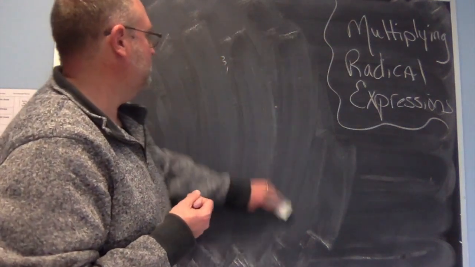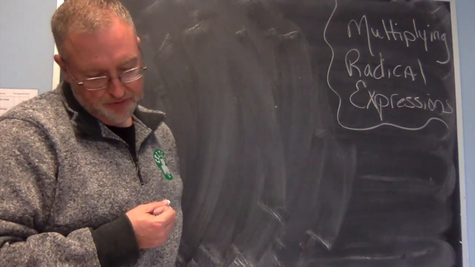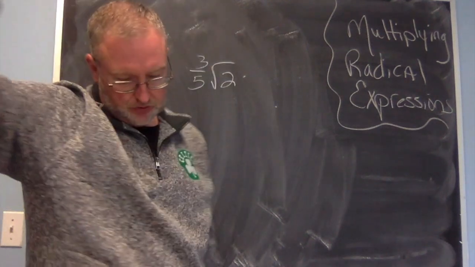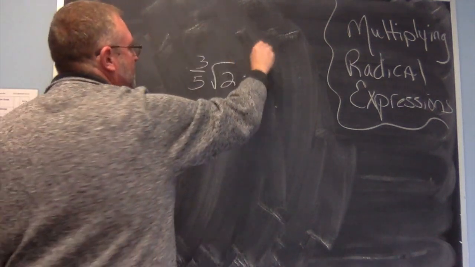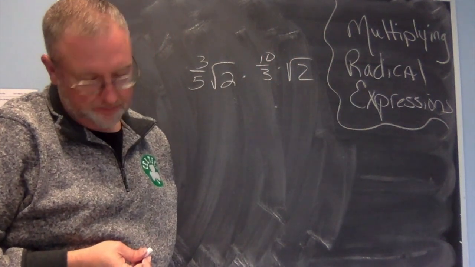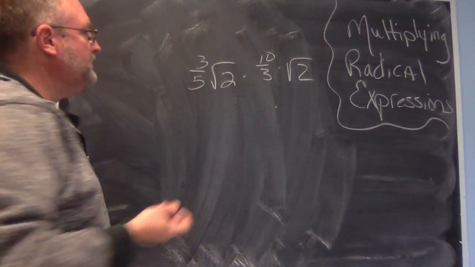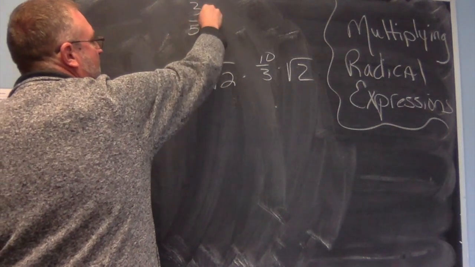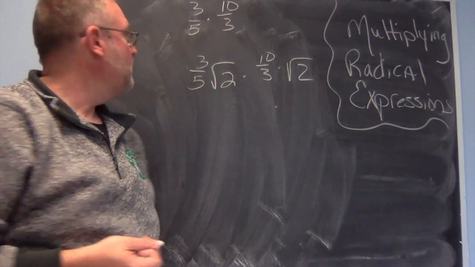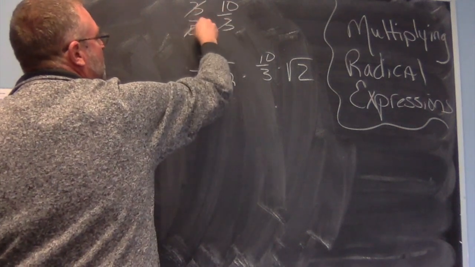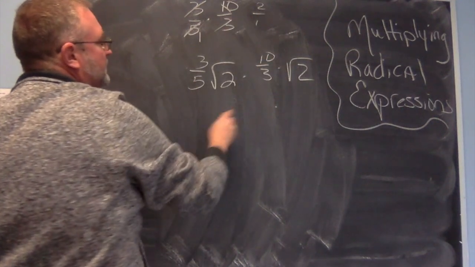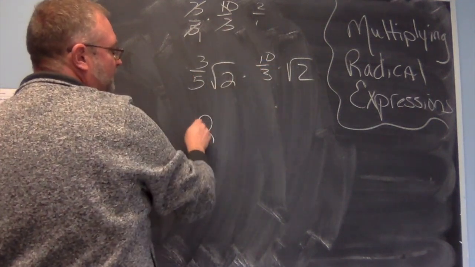Number 14 says 3/5 square root of 2 times 10 over 3 times the square root of 2. First thing we're going to do is multiply these fractions. So let's do that up here: 3/5 times 10 over 3. Easy. Our 3's cancel out, 5 goes twice into 10, 1 times 2 is 2 over 1. The answer is 2. So that fraction times that fraction is 2.